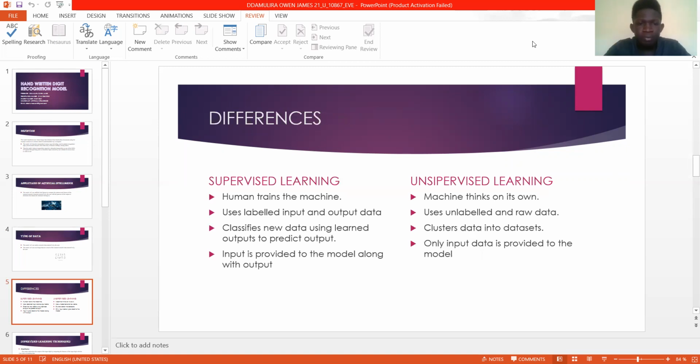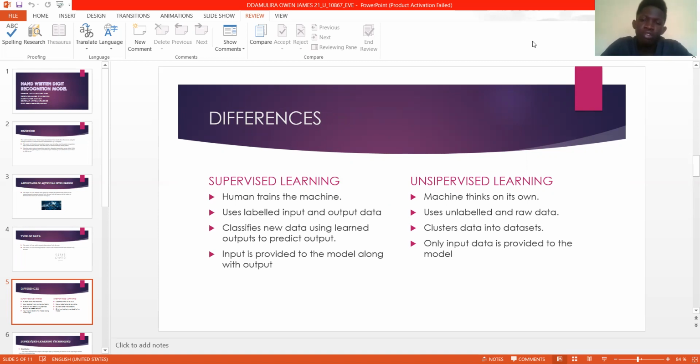Then I come to the differences between supervised and unsupervised learning. In supervised learning, the computer is given both the input and the output, and our input data is labeled. If someone puts in another character, we look at the labeled data and find corresponding features with the input data, so that we give you the corresponding output. Supervised learning is trained by a human.